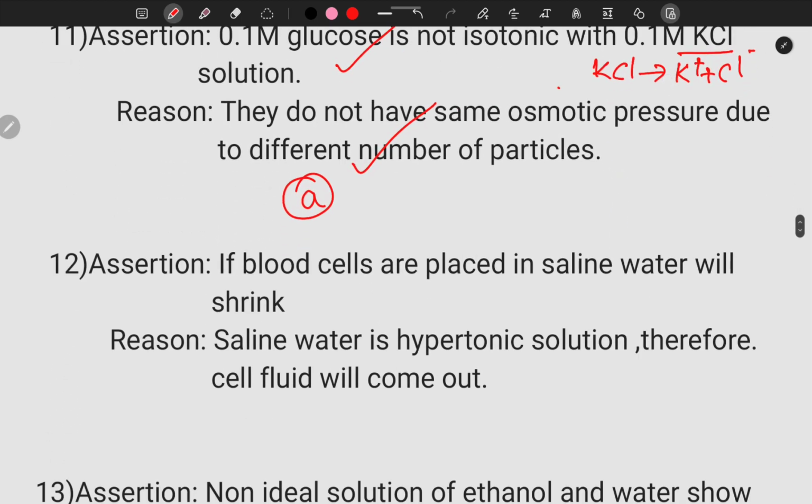12th question. Assertion: if blood cells are placed in saline water, they will shrink. We know the concentration of blood cells is 0.9%, but saline water's concentration is more than 0.9%. So it is a hypertonic solution. Reason: saline water is a hypertonic solution, therefore cell fluid will come out. It is correct. So assertion and reason both are correct and reason is the correct explanation of assertion. So our option is option A.